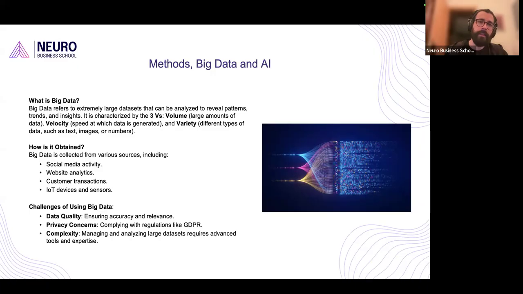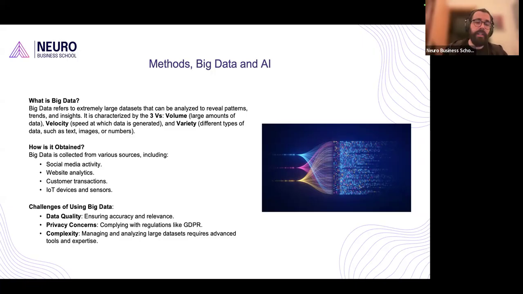Okay, when we are talking about big data, we are talking about data that is not always the same. It's not only text, it's not only pictures, it's not only photos, it's so many kinds of information. Sometimes it's biometric information, sometimes it's patterns of activity. So there's a lot of information like numbers, text, images, so many types of data. That's the reason why we are talking about the three V's: volume, velocity, and variety. How is it obtained? Well, big data is collected from various sources: social media activity, we were talking about this before, website analytics, customer transactions, and Internet of Things devices and sensors that we are surrounded by every day.